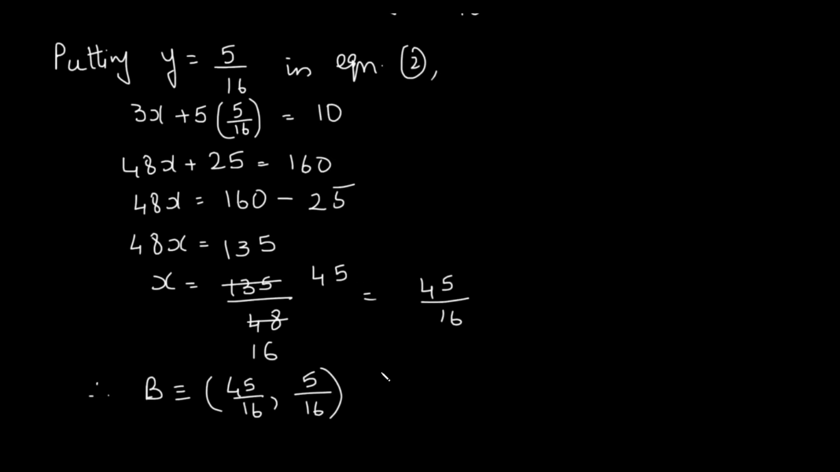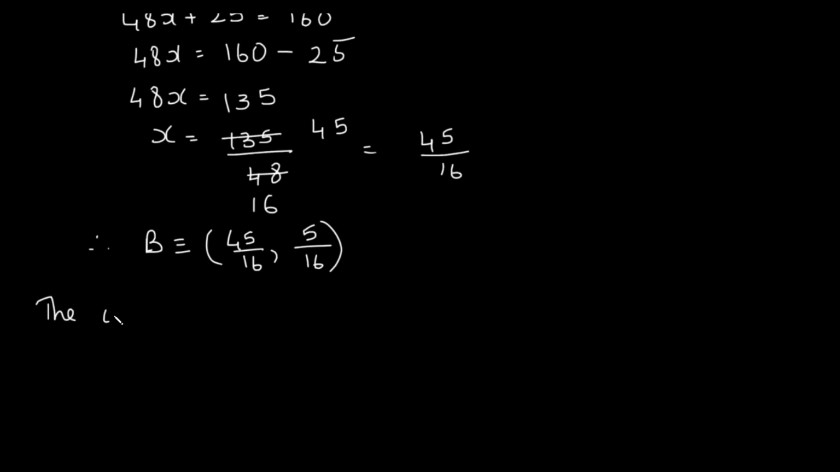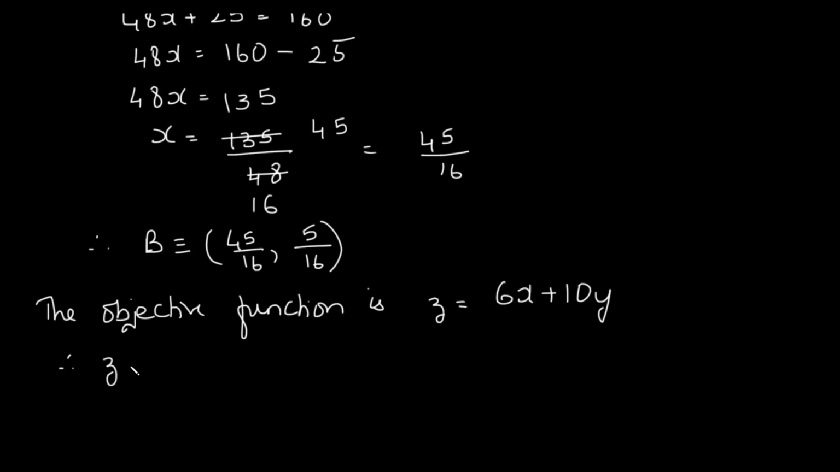This is what we get: the coordinates of B, that is it. Then now the objective function. We consider the objective function, which is z is equal to 6x plus 10y. And therefore, we put each of these corner points in the objective function, the value of each of these corner points. Z0, that is O is the origin. So we get 6 into 0 plus 10 into 0, which comes out as 0.